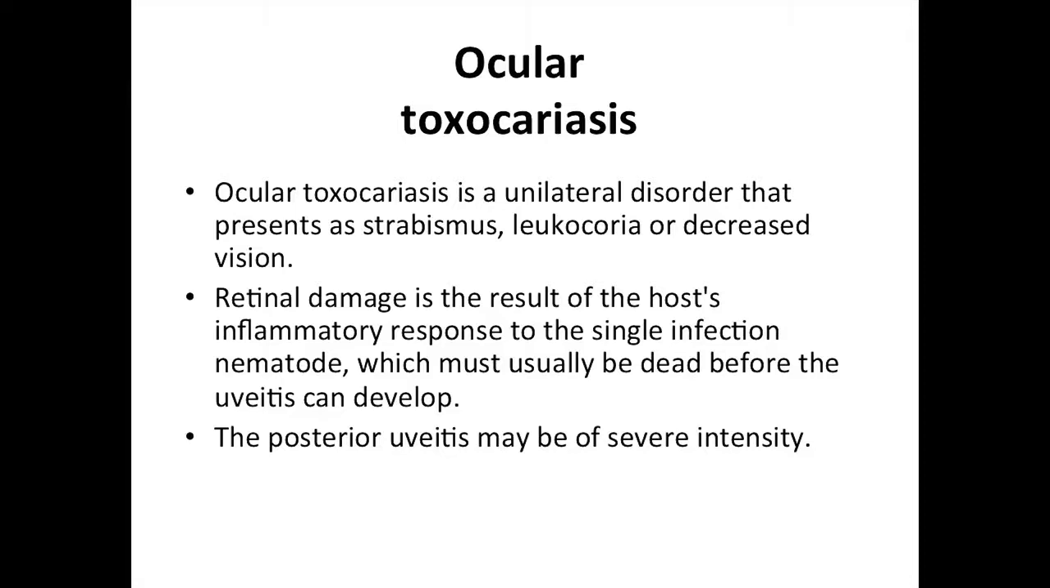The next is ocular toxocariasis. It can present in three different ways inside the eye. It could present as an endogenous endophthalmitis. It can present as a posterior pole granuloma or a peripheral granuloma. And the damage here is basically because of the host response to the infection.